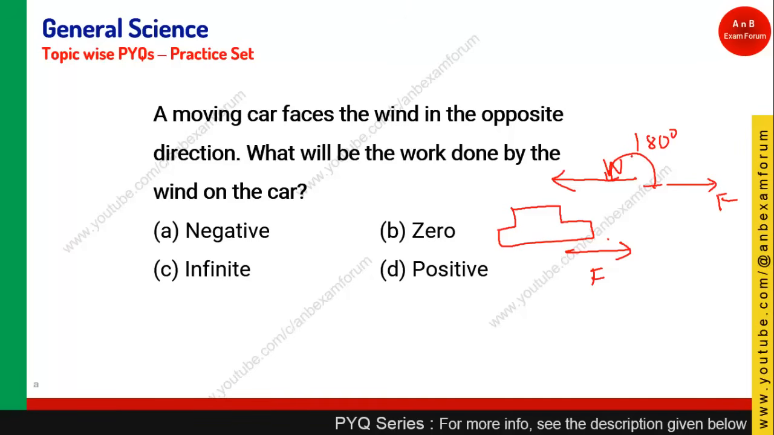180 degrees. And just now we have seen that work done is F D cos theta, where F is force, D is displacement. Here theta is 180. In that case, cos 180 is minus 1, so it will become minus F D. So the work done will always be negative in this case. So option A, those who have given, they are right. Whenever the displacement is in the opposite direction to the applied force, the work done is negative.